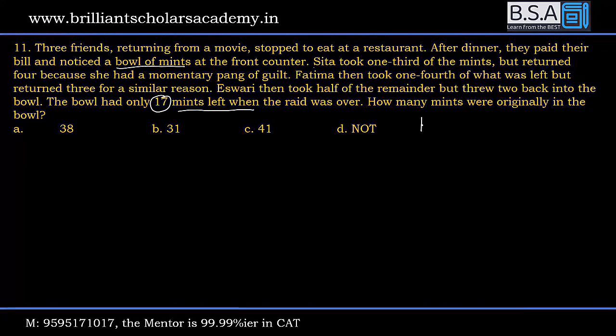If the total number of mints were n, Sita took away one third. If she takes away one third, 2 by 3 n remains. And then she returned 4. So it increases. Then Fatima comes, she takes away 1 by 4. When you take away 1 by 4, you leave behind 3 by 4. And how many does she return? She returns 3.